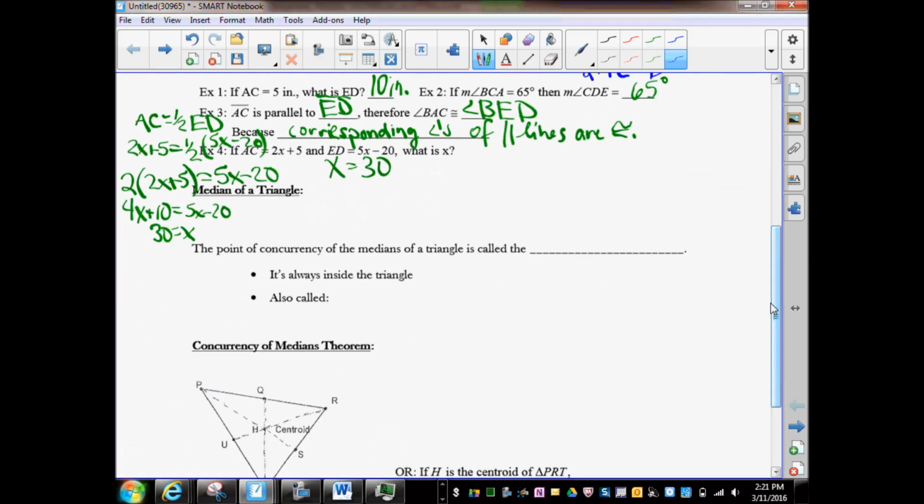Alright, so median of a triangle. From your vocab, what is the median of a triangle? The middle. Not just middle. Yes, it goes from your vertices to the midpoint of its opposite side. So a segment connecting a vertex and the midpoint of the opposite side.